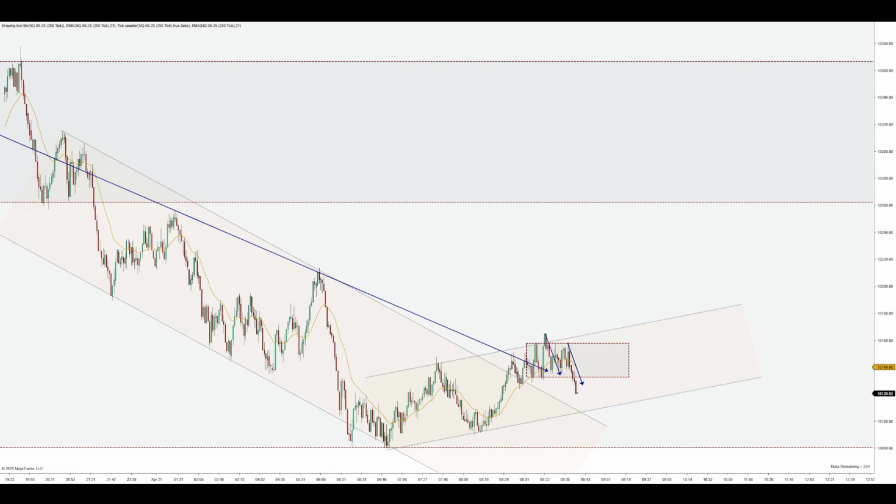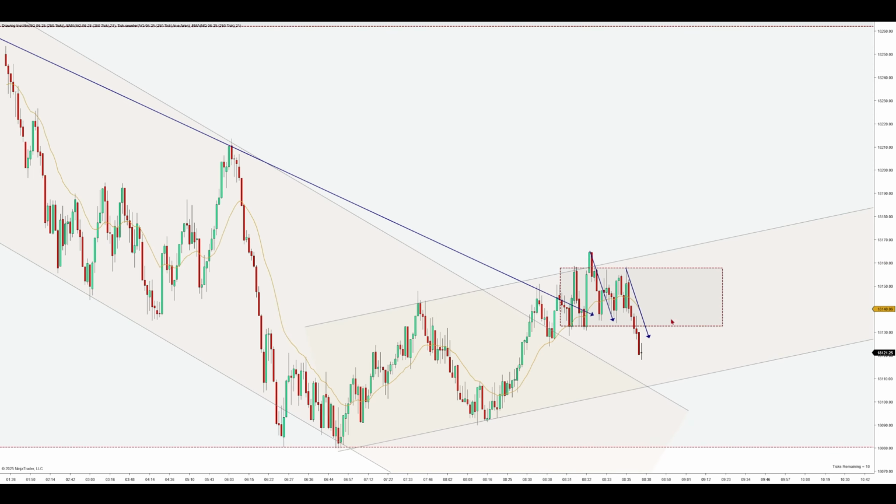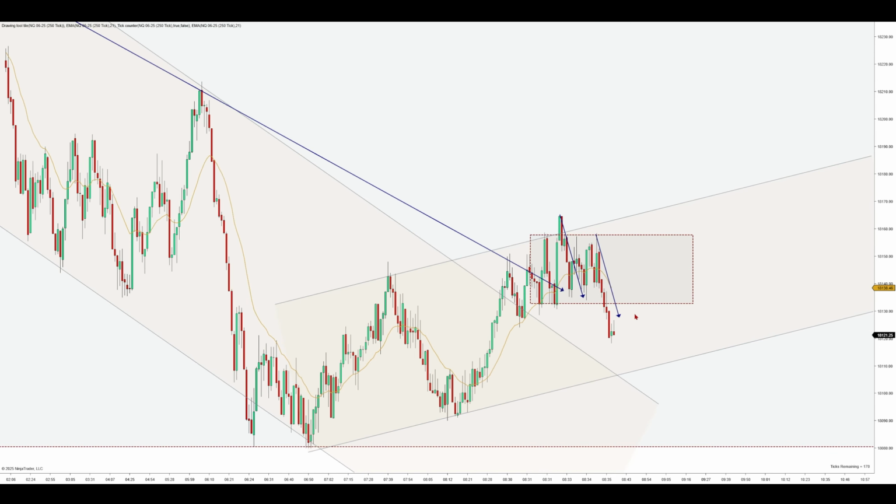Hi everyone, we're looking here at the NQ on the 250 tick chart. So you can see here we have this uptrend going and we have these two legs down. Price broke this range here and basically looking to get in on a fade of this range.